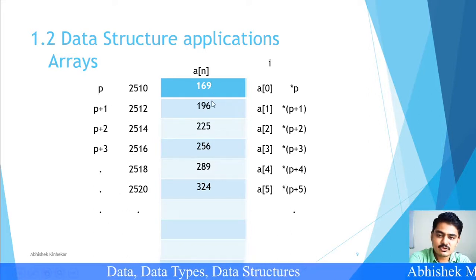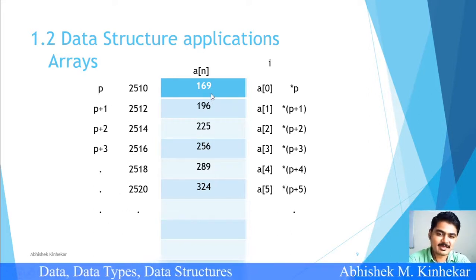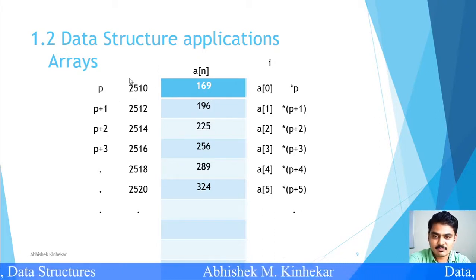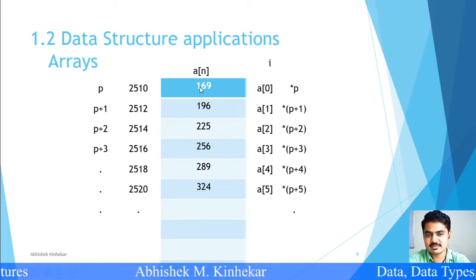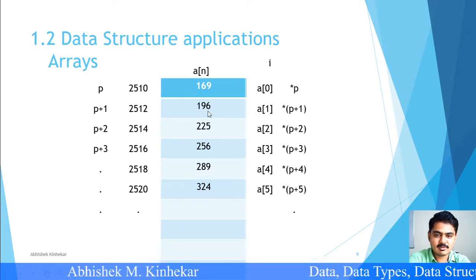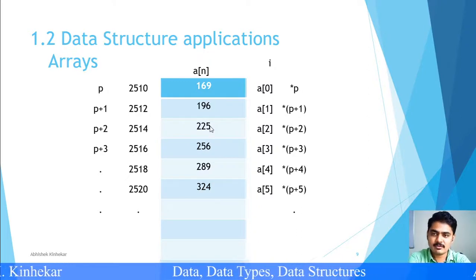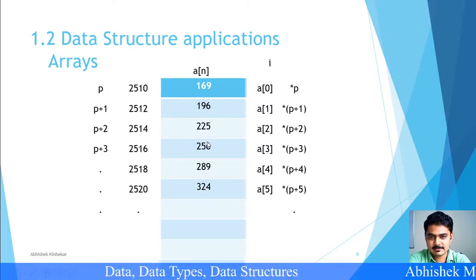And how do I access the actual value? By using the value-at operator, so star p. Star p means value at p, value at 2510, that is 169. Value at p plus 1 will be the next value, value at p plus 2 will be the next value. So accordingly we access the values. So this is how we implement arrays.